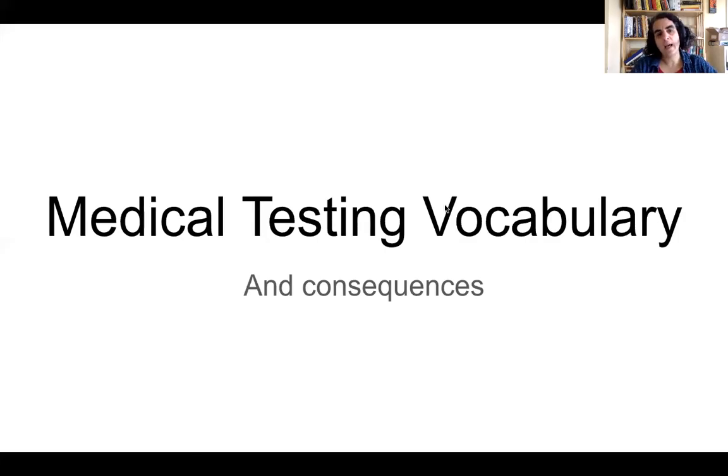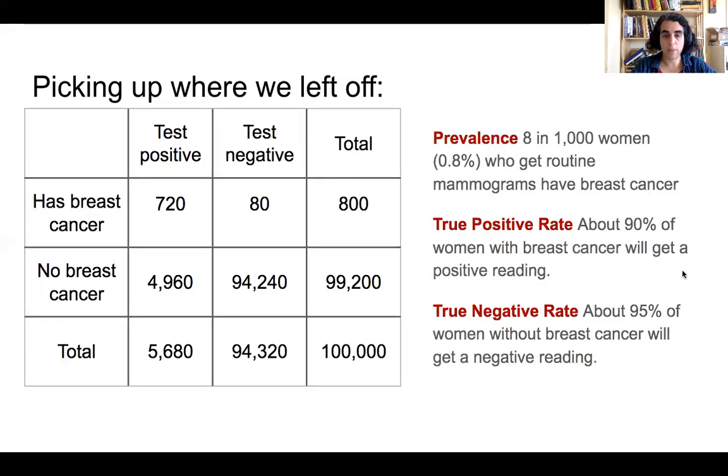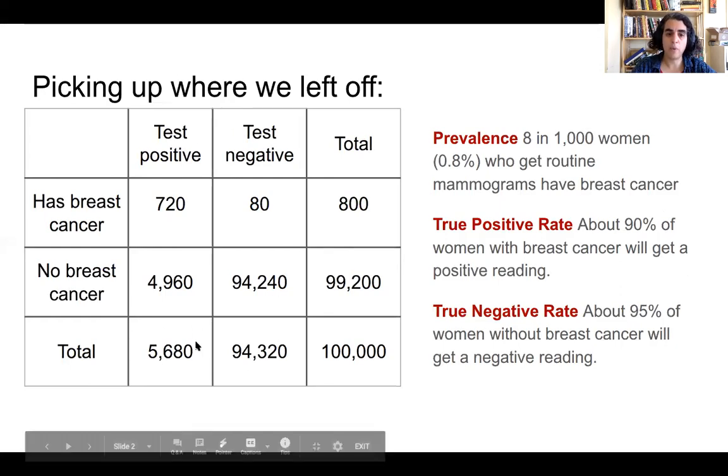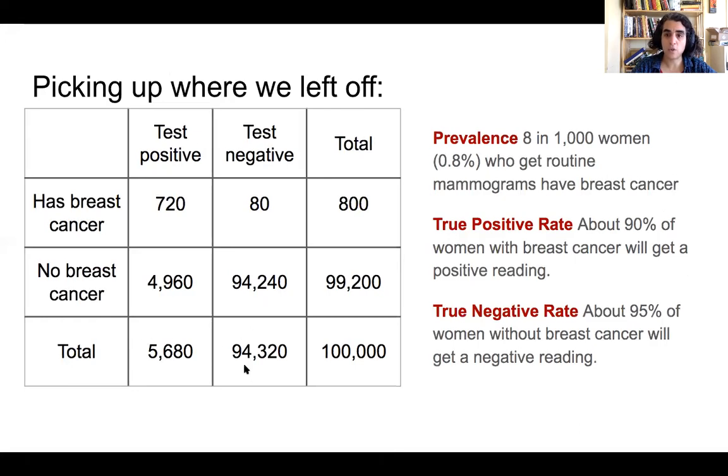So we're looking at medical testing vocabulary and some of the consequences of this vocabulary. To pick up where we left off, we have this grid. And remember, the patient, the doctor, doesn't know which row somebody is in. They only know whether they tested positive or tested negative. So they know whether they're one of these 5,000 or so women or one of these 94,000 women.